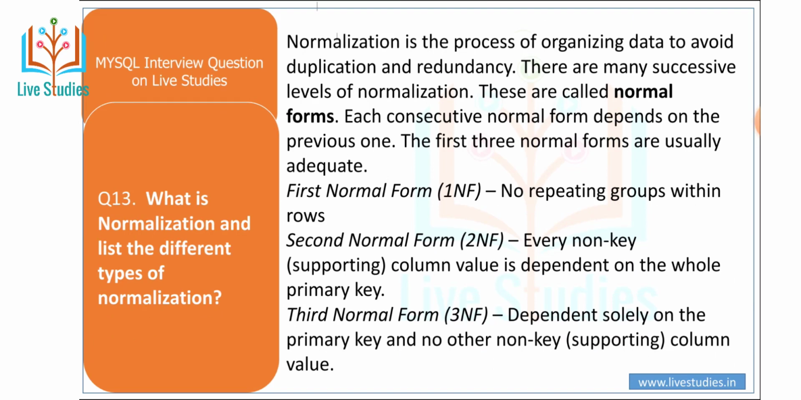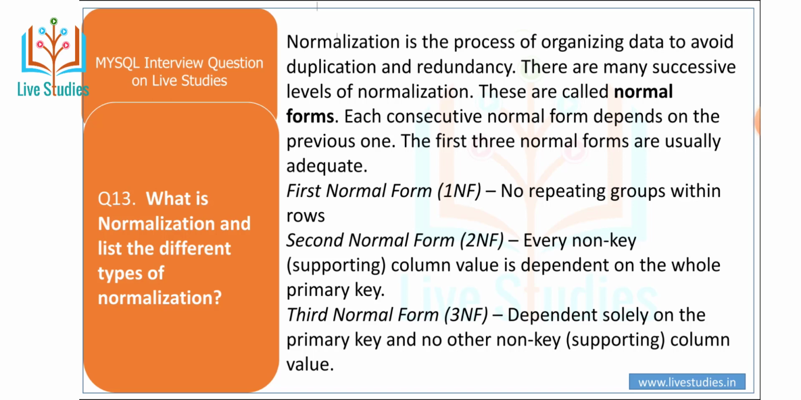Another question is, what is normalization, and list the different types of normalization? Normalization is the process of organizing data to avoid duplication and redundancy. There may be successive levels of normalization. They are called normal forms. Each consecutive normal form depends on the previous one. The first three normal forms are usually enough: 1NF, 2NF and 3NF. First means first normal form, second normal form, third normal form.